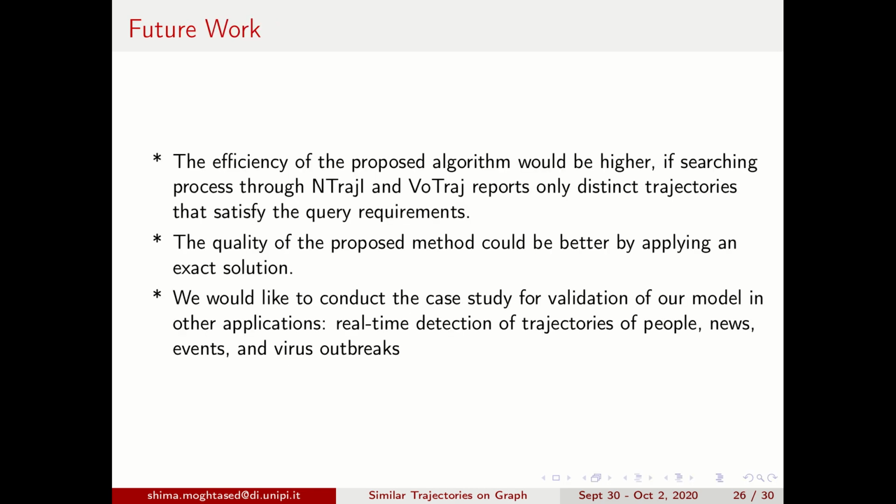In the future, the efficiency of the proposed algorithm would be better if the searching process through the indexing structure reported only distinct trajectories. A problem that can arise here is as follows: for a given trajectory set over the graph and a given single node or set of nodes in a time interval, we aim at efficiently finding distinct trajectories traversing that node, or set of nodes, in the given time interval. This could be a query that we want to work on in the future.